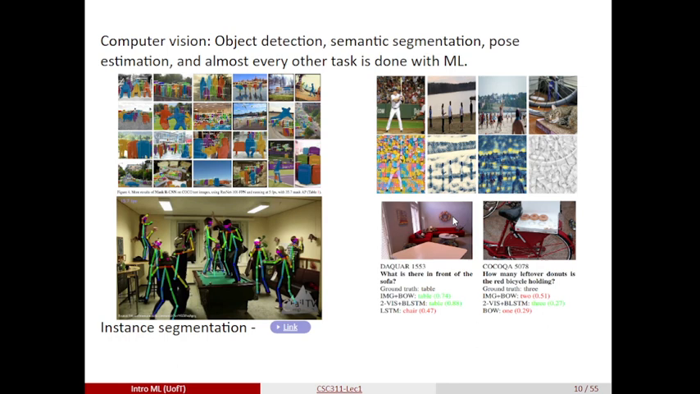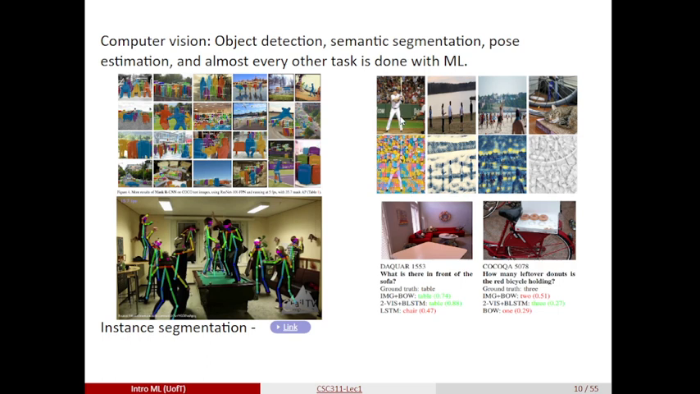Computer vision. Object detection, semantic segmentation, pose estimation, and almost every other task is done with machine learning. As you can see here in the top left, you can see a few images of blue, yellow, orange, basically colors of the rainbow being associated with each other. Now, some of those are humans dressed up, who just coded themselves in that, or it could also be the machine learning identifying new objects. In the bottom left, you can see the machine learning identifying joints just from looking at a picture.